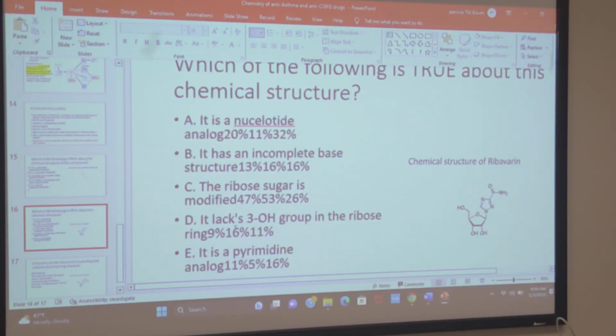Does it lack 3' hydroxyl group? No, it has a 3' hydroxyl. It is a pyrimidine analog. We don't know, this is incomplete. It is not a pyrimidine, it is not a purine. So the only true answer is here. It is that the ribose sugar is there, it has an incomplete base structure.